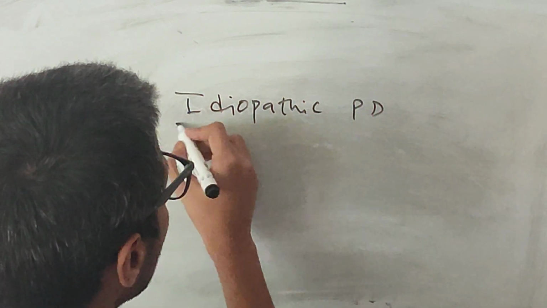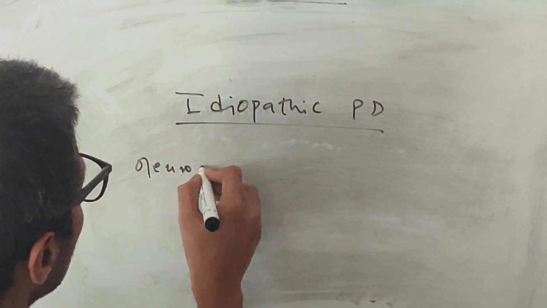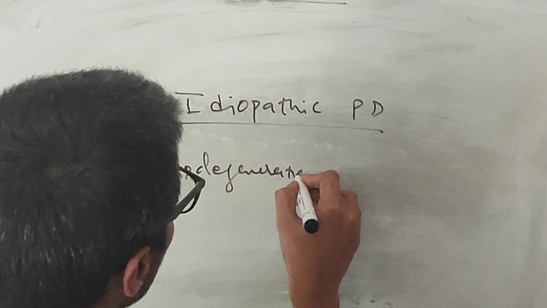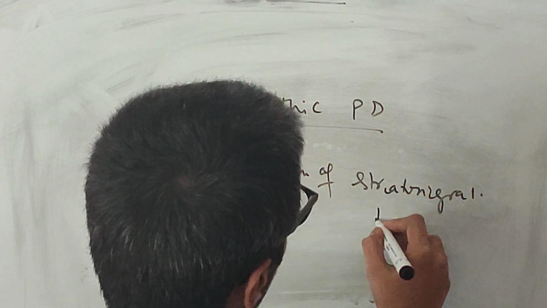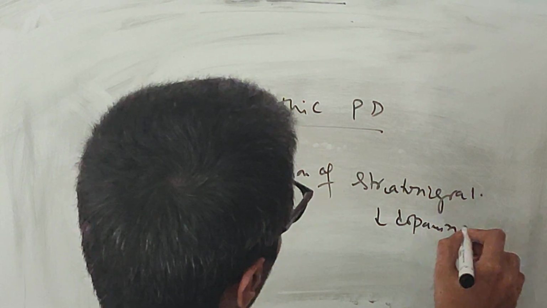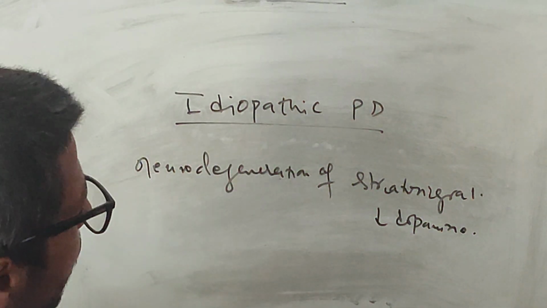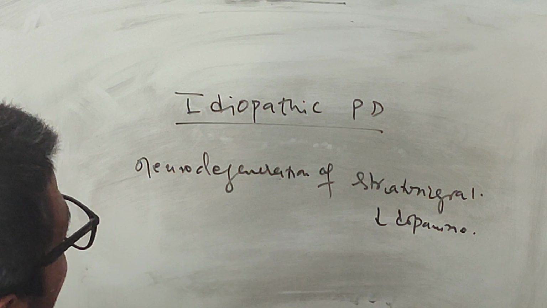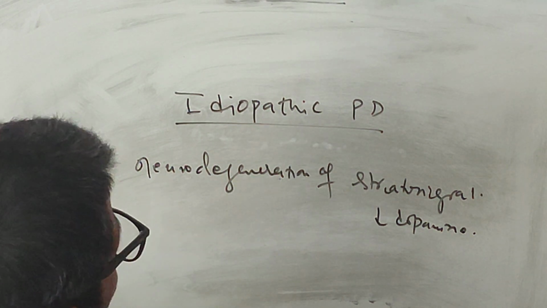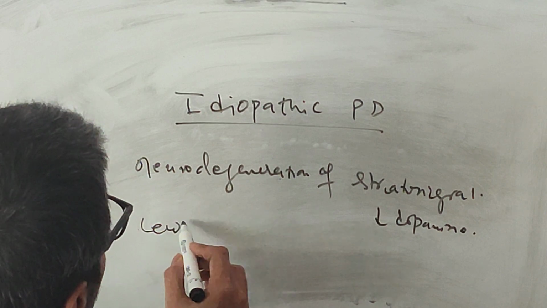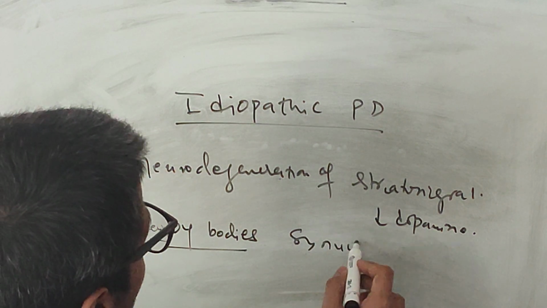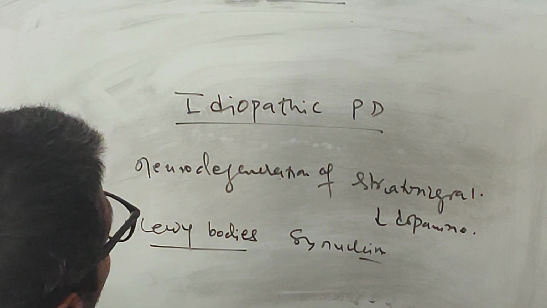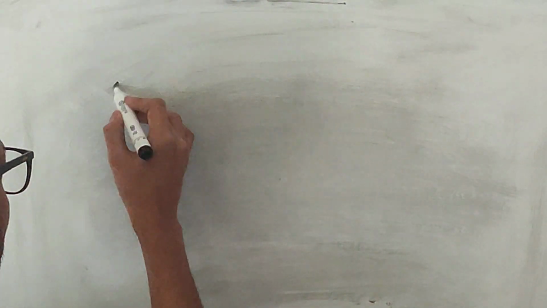Idiopathic Parkinson's disease. Here there is neurodegeneration of striatonigral neurons that leads to low dopamine, and the clinical features that an individual experiences are because of the low dopamine in the basal ganglia pathway. And here you can also see Lewy bodies. These are synucleinopathies. These are called synucleins, deposited in the cortex, brainstem, and basal ganglia.